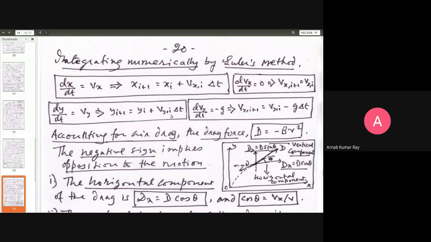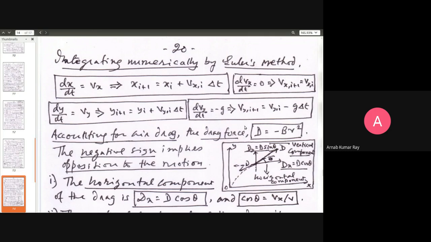But for the y component, that is changing. This will be a variable quantity, so you have to be careful. Every time you work with y i, you'll also have to extract the value of y i plus 1, which shall then be fed into the next iteration. That is how you will go about it. Okay, but these are four relatively simple equations.